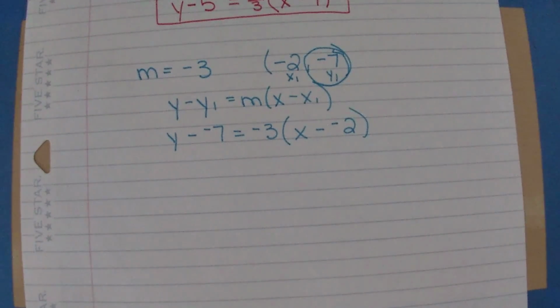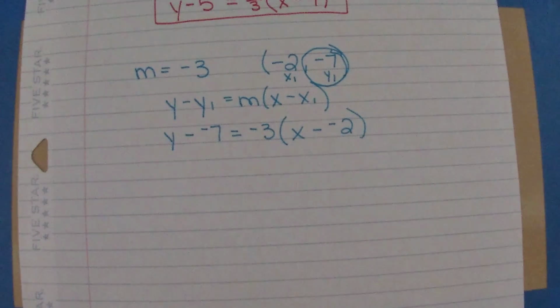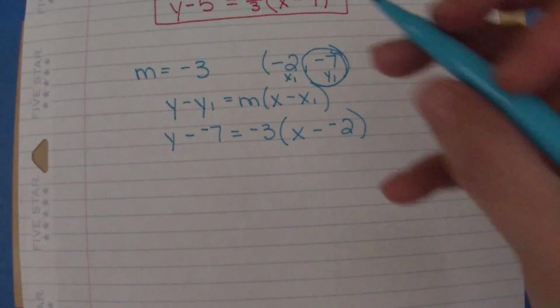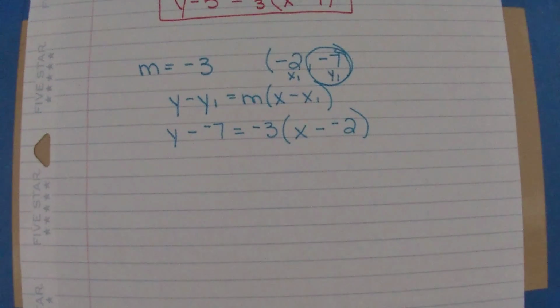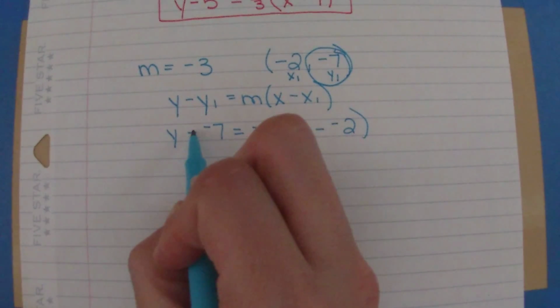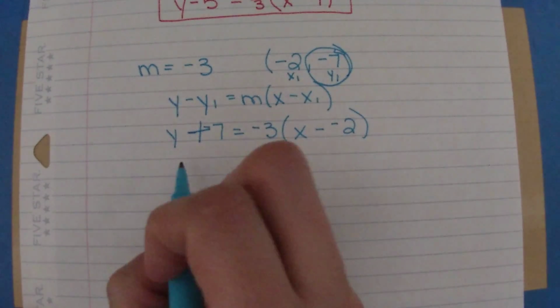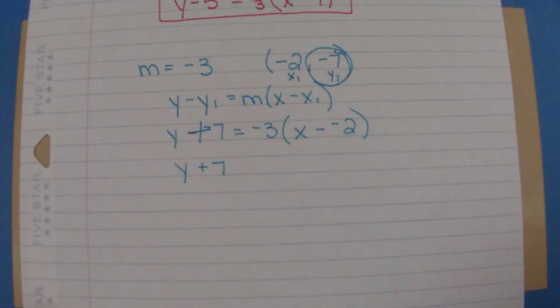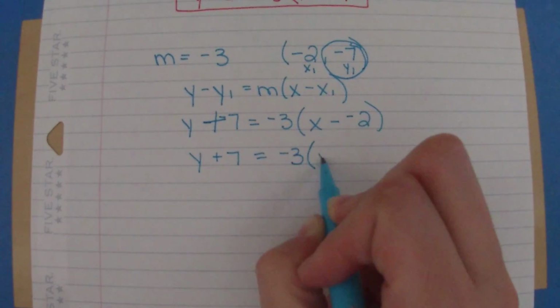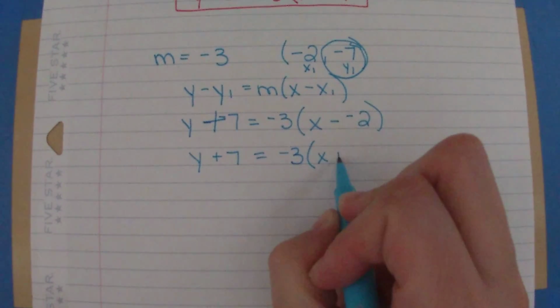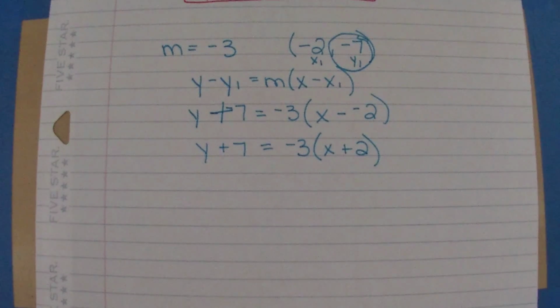Now, some of you might say, well, Mrs. McKinney, I just know that these two negatives make a positive. Or I know that if this is a negative, it needs to look like a positive here. That's absolutely fine, and that's what we would really do. These two negatives, it's the only time two wrongs make a right. And so we'd really write y plus 7 equals -3, and again, two negatives here, times x plus 2.